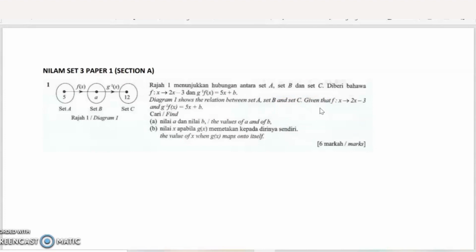Today for this video I will explain and do the discussion for Paper 1 Section A, Nilam Set 3. We go to the first question, question number 1. Diagram 1 shows the relation between set A, set B and set C, given that the function f(x) equals 2x minus 3 and the composite function g inverse f(x) equals 5x plus b. Find the values of a and b.